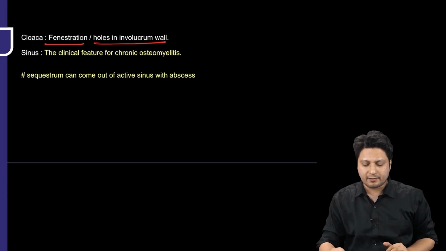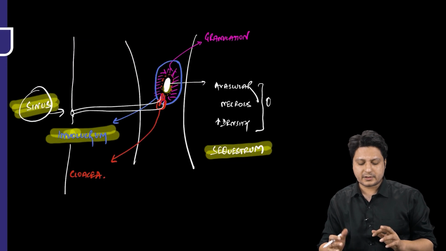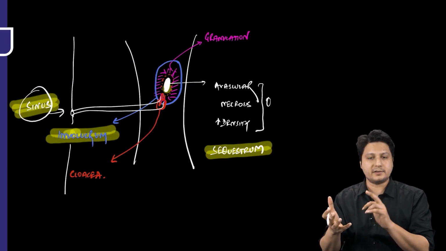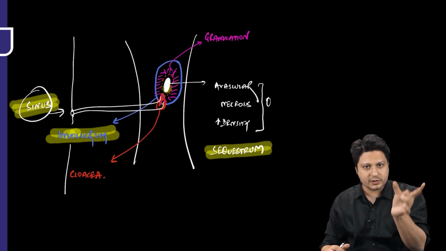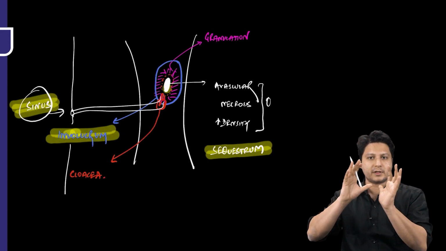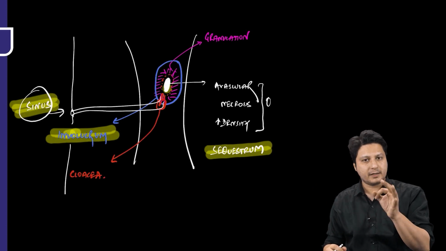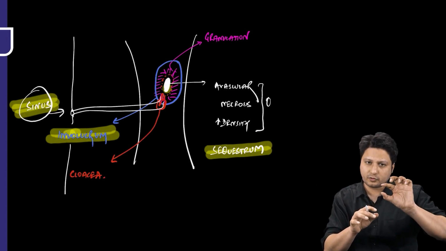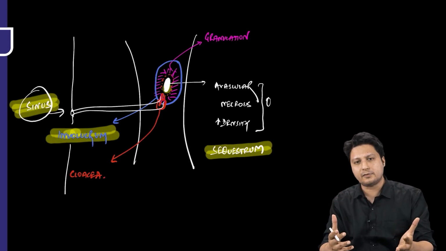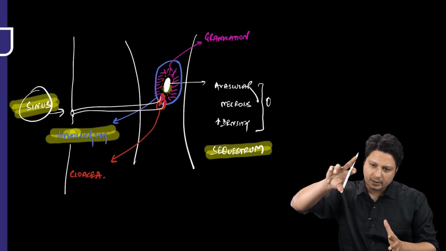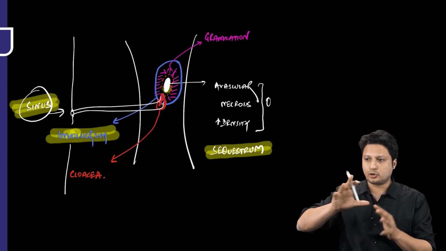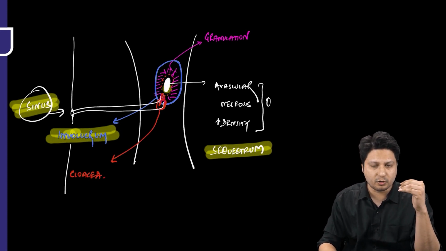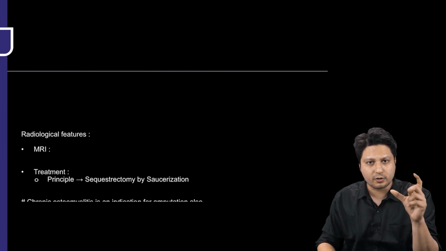Again, quickly, let's have a revision of what we have discussed. First, we have discussed the sequestrum. You came to know that it is a dead bone which is surrounded by granulation. Second is the involucrum. So it is a normal bone which is trying to limit the expansion of this inflammatory tissue. Third is the cloacae, which is a creation of the hole in the involucral wall. Fourth is the presence of sinus, which is considered to be the only clinical feature for chronic osteomyelitis, through which the abscess can come out, through which the sequestrum can come out. All right. So these are the four histopathological features of chronic osteomyelitis.